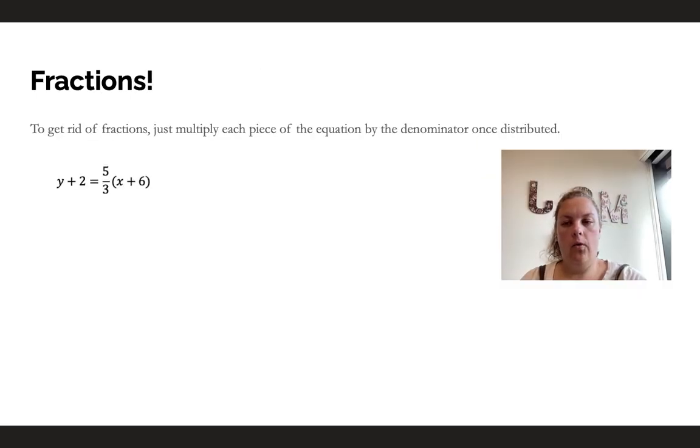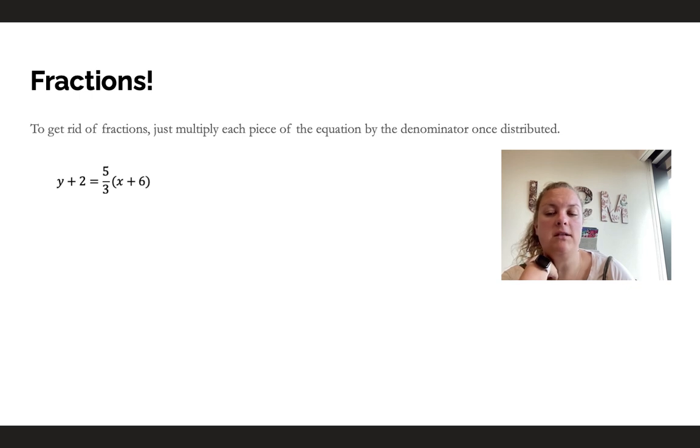So when we're going through our rules, you might notice that the first thing we have is you can't have any fractions. So to get rid of fractions, you can multiply each piece of the equation by the denominator. And you don't actually have to do this once it's been distributed. It can be the first thing that you do. And this will be kind of the hardest task that you will have.